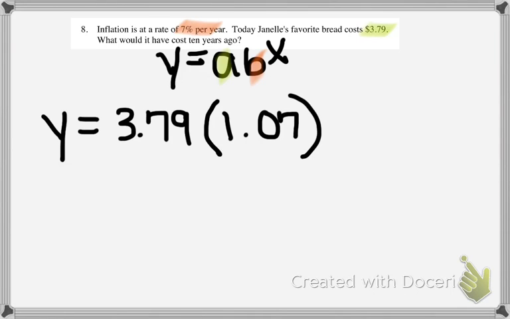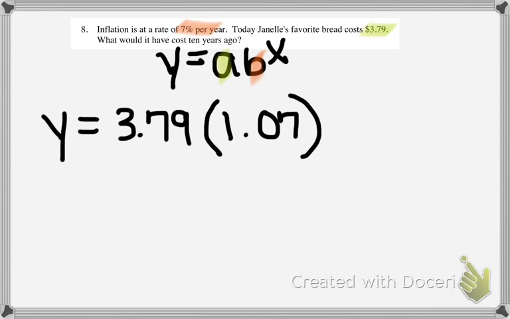And that is because when we're decreasing, say if it says it's decreasing by 20%, then the next year we'll have 80% of what we had the previous year. In this case, it's increasing. So we're going to have what we had last year plus 7% of what we had. So our b value is going to be 1 point and then whatever percent, 07.